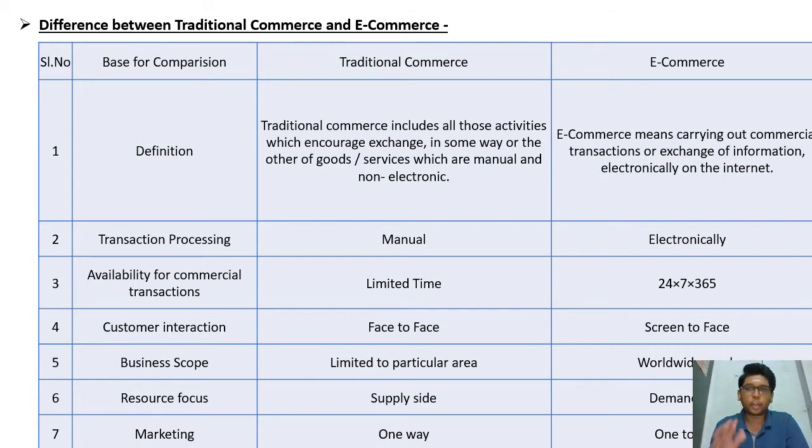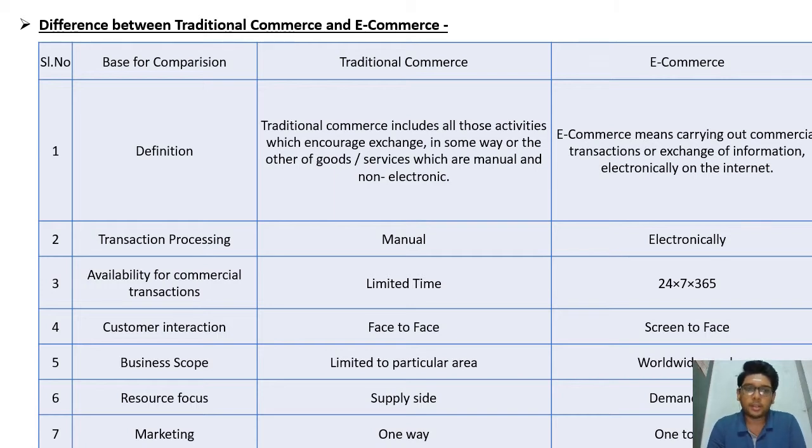Now everything is becoming electronic. We will do everything online where we are sitting. It is available 24 hours with the help of a mobile phone or a laptop. With the help of technology and internet, e-commerce is applicable. Next, transaction processing. In traditional commerce, it is manual. In e-commerce, it is electronic. As I just told, sitting at home electronically, you can do it.